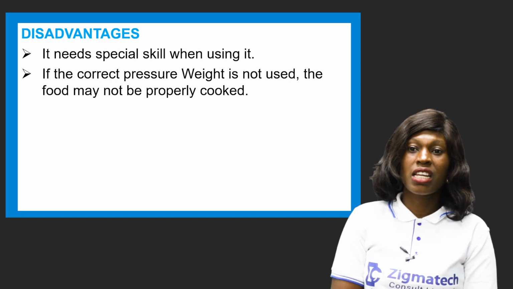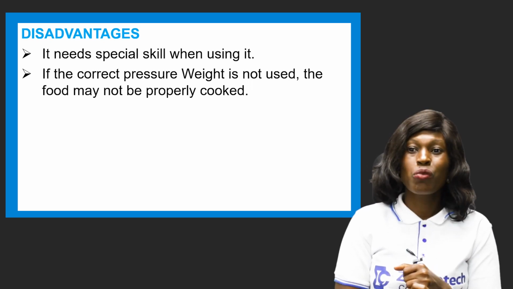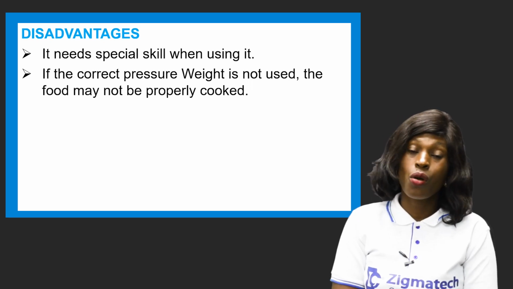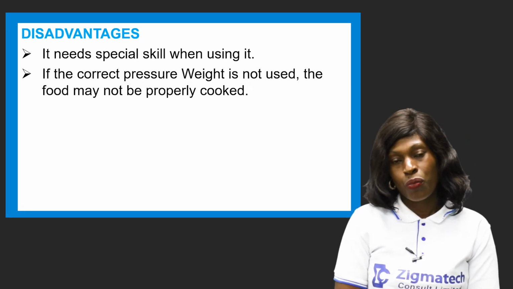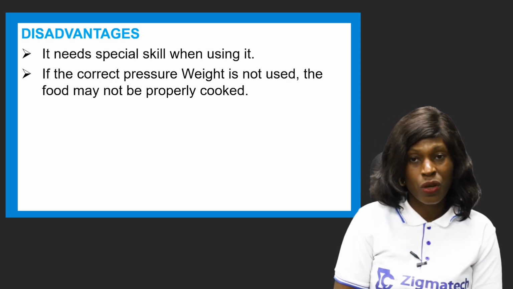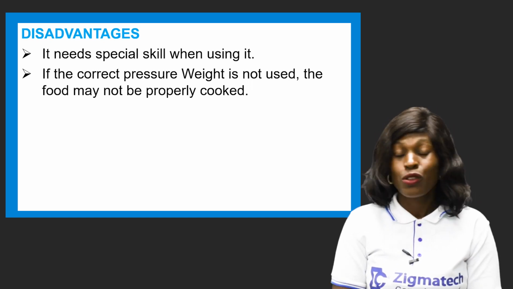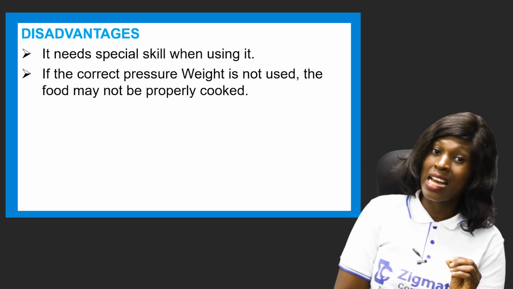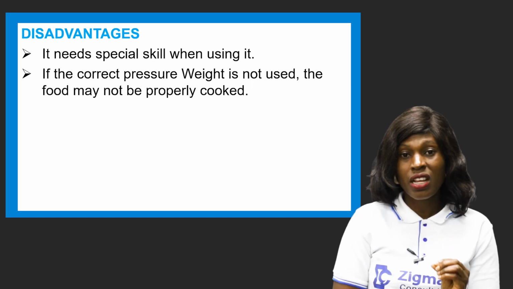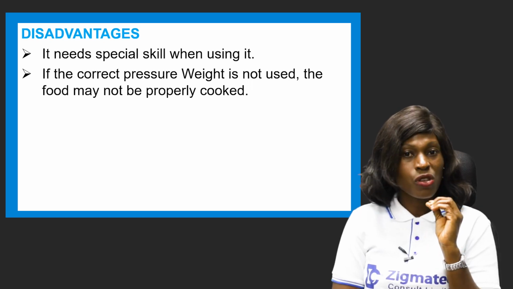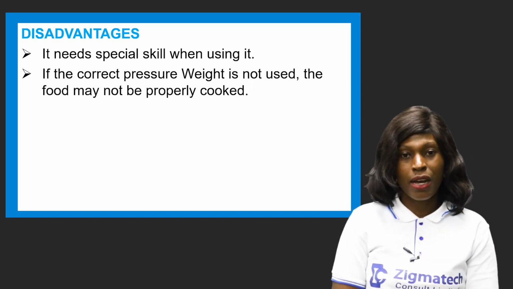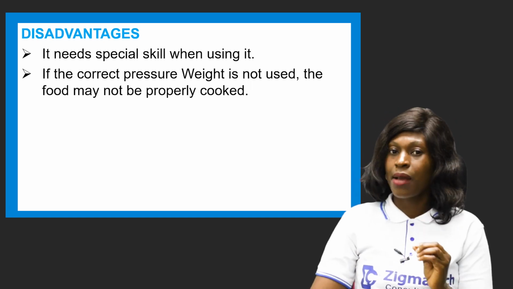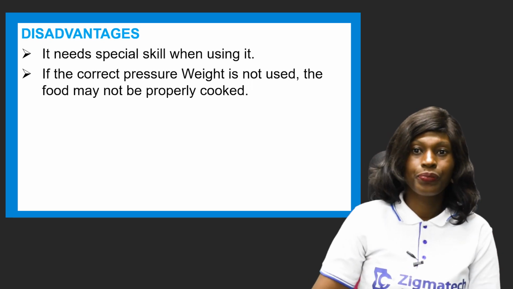Another disadvantage is that if the correct pressure weight is not used, the food may not be properly cooked. Yes, if you do not use the correct pressure weight, your food might not get properly cooked because you're not doing it the right way. So these are some of the disadvantages. Like we said earlier, you have to make sure you understand the type of pressure pot you're using, and follow the instructions stated in the manual, so you can know the pressure weight for the different types of food you're going to be preparing.